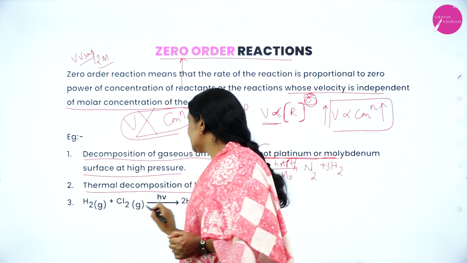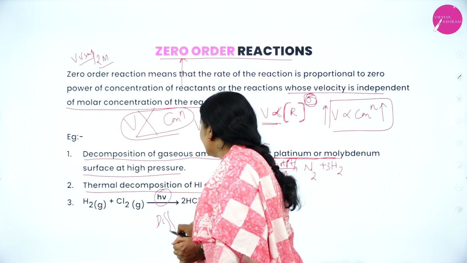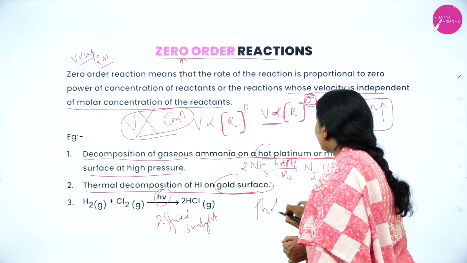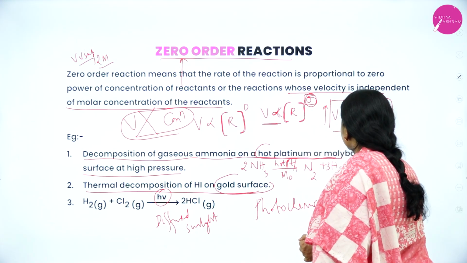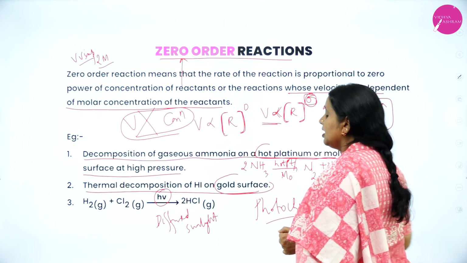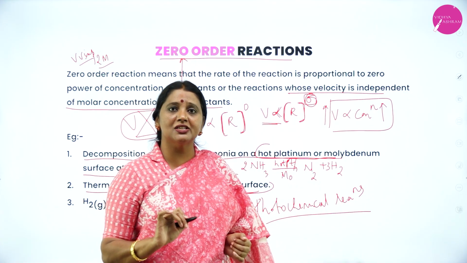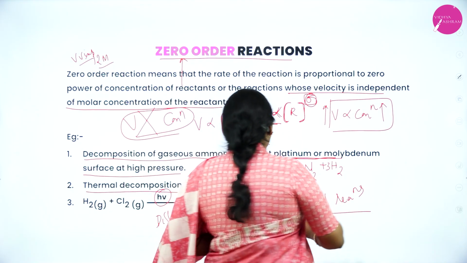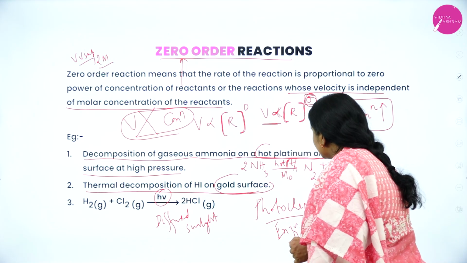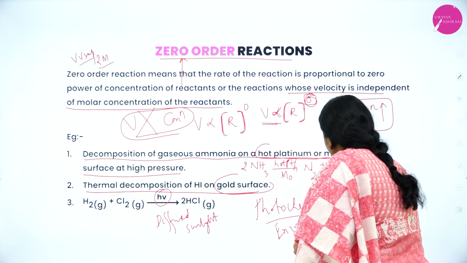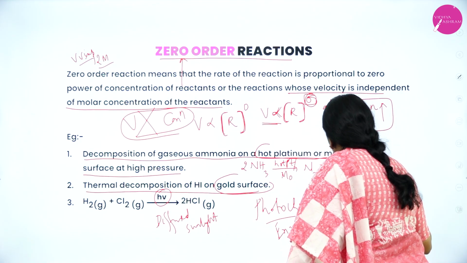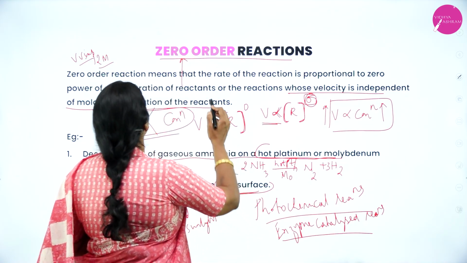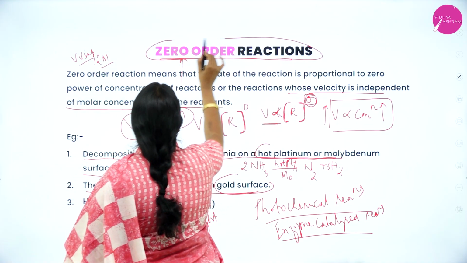And hydrogen reacts with chlorine in the presence of diffused sunlight. In the presence of what? Diffused sunlight. Also, you can say all photochemical reactions. What is the meaning of photochemical reactions? Photochemical reactions are the reactions which take place in the presence of sunlight. They are beautiful examples for what? Zero order reaction, as well as all enzyme catalyzed reactions. That means the reactions which take place in the presence of an enzyme as a catalyst come under which order? Zero order reaction.